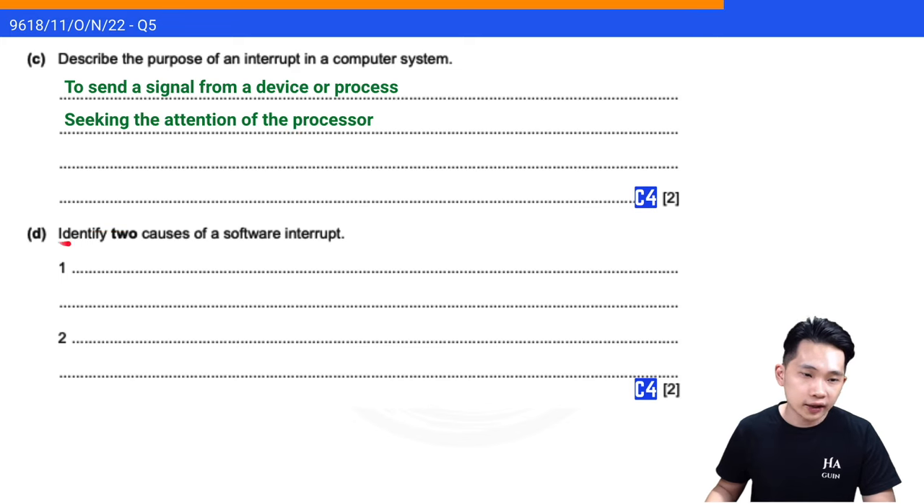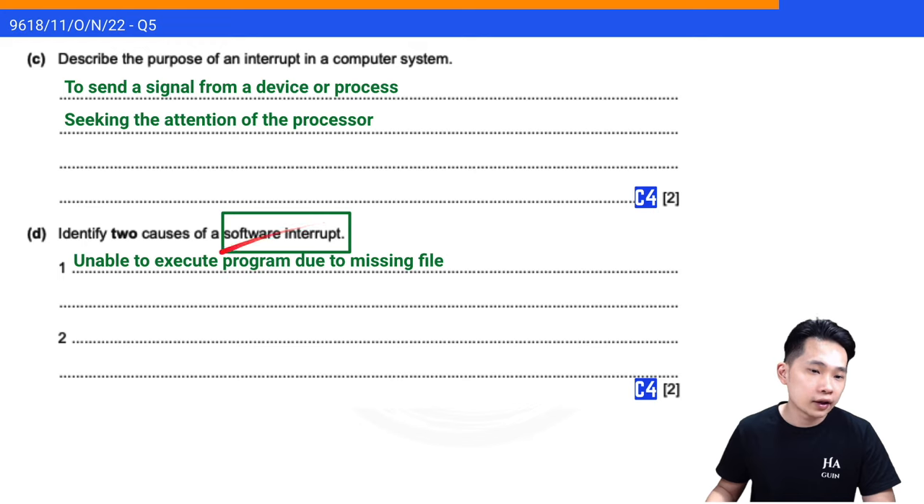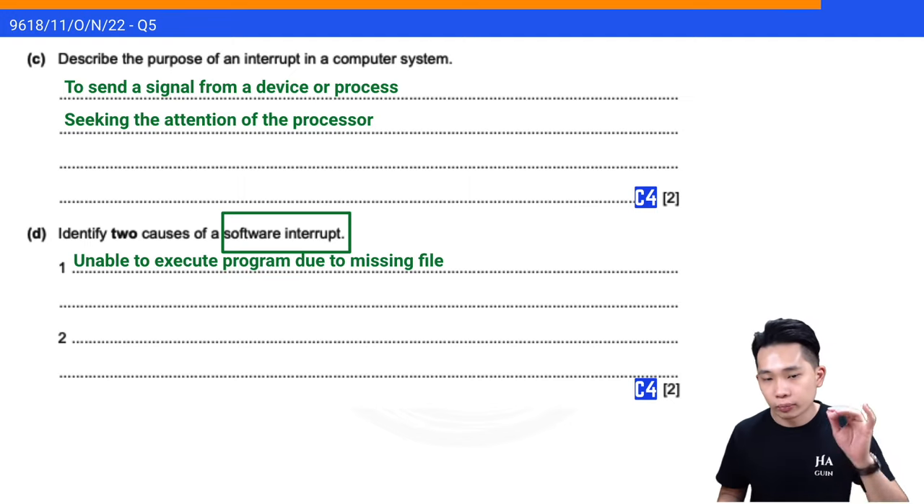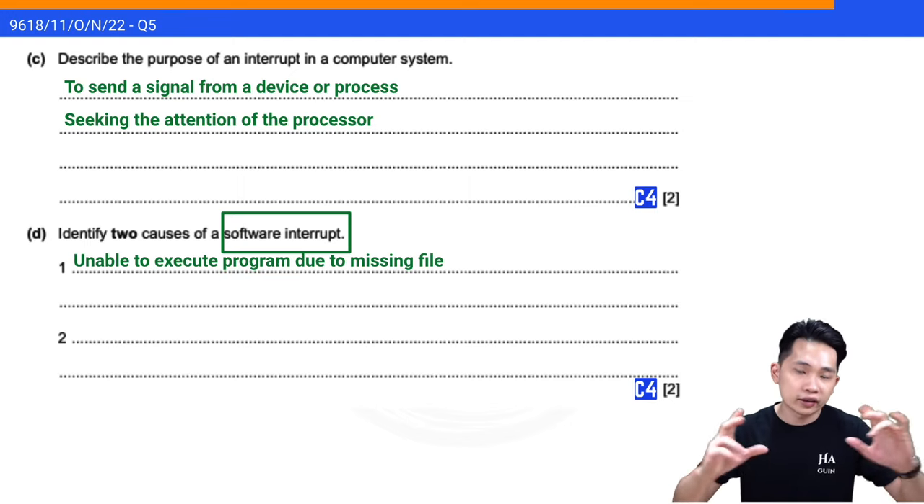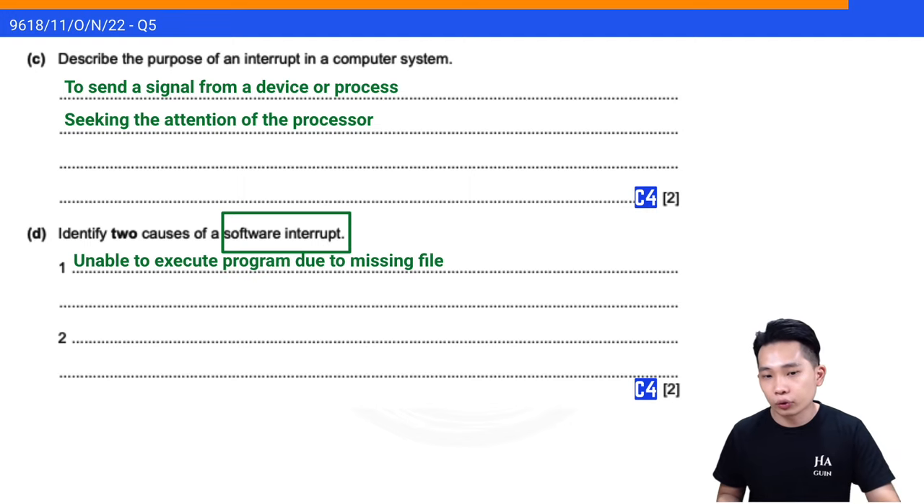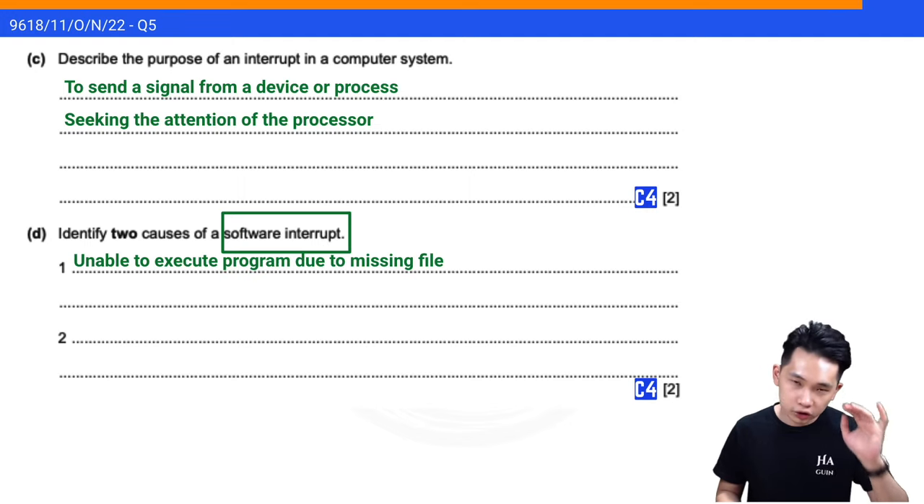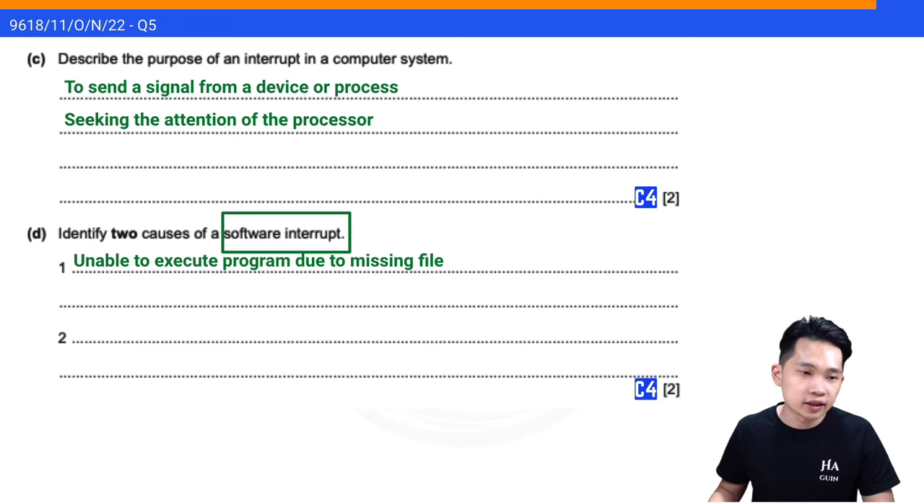And next would be, identify 2 causes of a software interrupt. So the keyword for this question would be software interrupt. So we can write the typical use case, which is unable to execute a program due to a missing file. I'm pretty sure that you have encountered this on your PC before, whereby you try to run a program and then a prompt comes out telling you that it's unable to execute the program due to a missing file. So just always remember that example. And the next example will be division by zero error. It means that you are trying to divide a number by zero, so it returns an error as well.